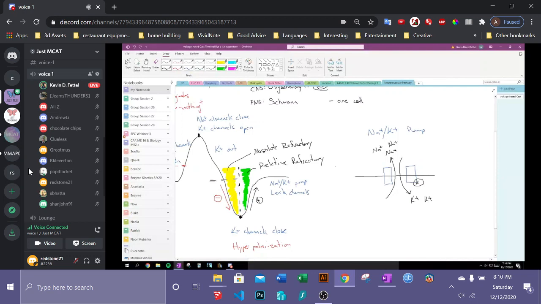Just like you would pump water, well water. Maybe I'm kind of not necessarily dating myself, but I grew up in Wyoming as a child, so I did a lot of water pumping, ground well water, okay? You expend some energy to pump water, or to pump ions against this concentration gradient.